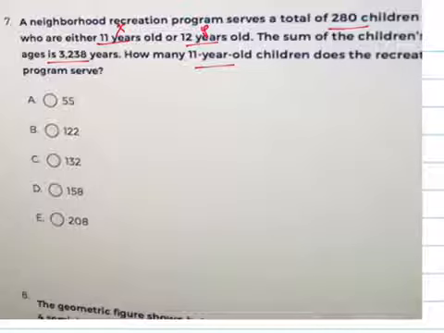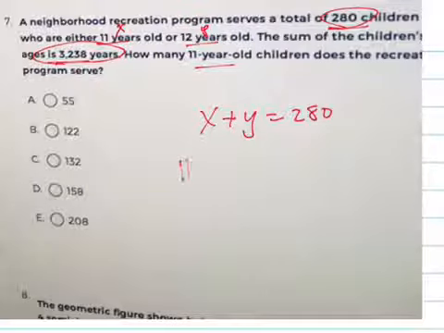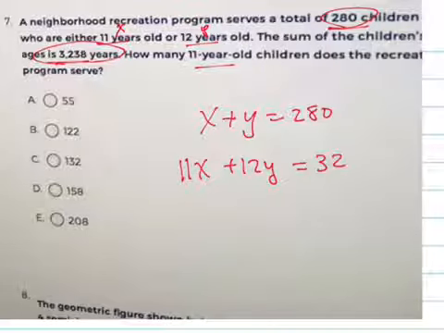So it says the neighborhood serves a total of that many children, so we know x plus y equals 280, right? And then the sum of their ages is that many years. So if I do 11 times x plus 12 times y, I will get 3,238. Does that make sense? So this is a system of equations.